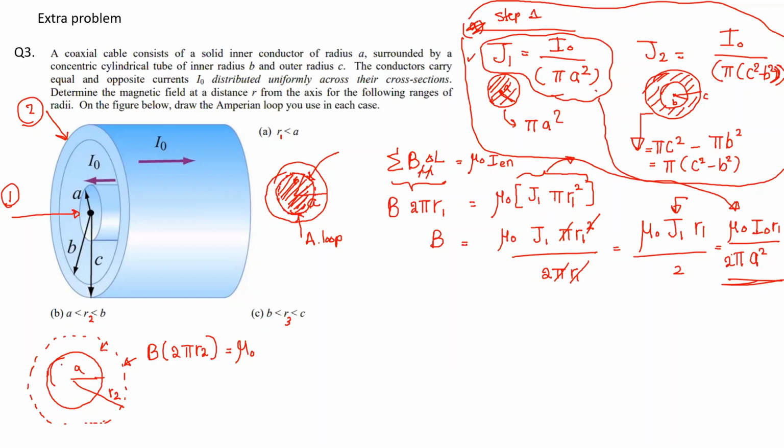So we have this I naught completely inside the loop. So we don't have to even think of doing anything else. We don't have to take parts of it. All the I naught is inside the loop completely. So mu naught I naught divided by 2 pi R2. So this is same as the magnetic field outside a current carrying conductor.